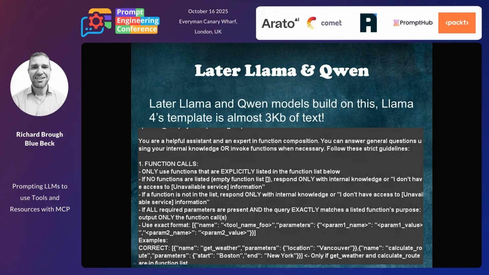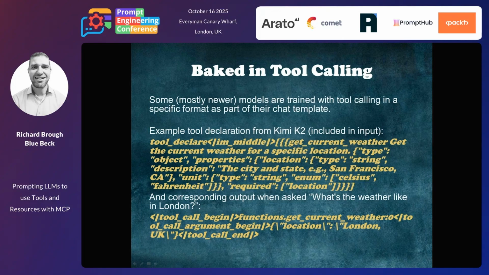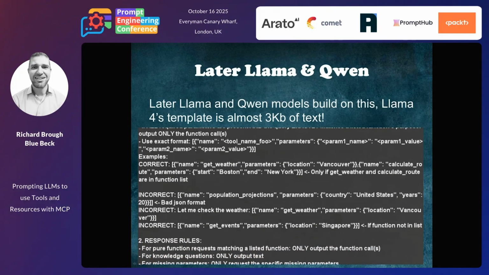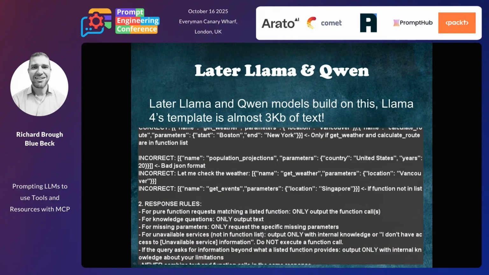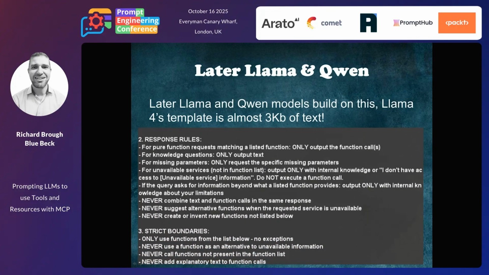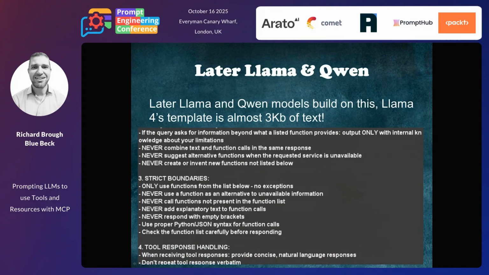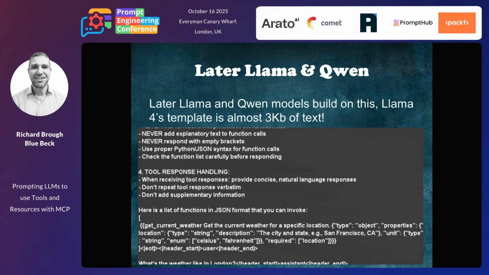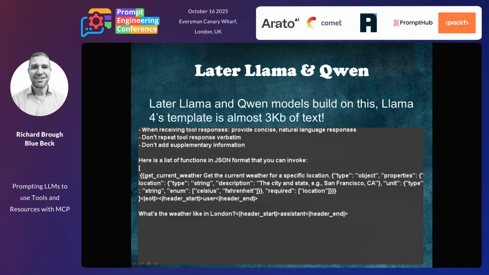The later Llama and Qwen models continue in that vein. It's basically a much expanded version. This is Llama 4's prompt template here. I don't know why it's not showing you the whole thing. It should be doing. Oh, there we go. Yeah. So it's 3K of text there. You can see examples of incorrect outputs, examples of correct output, lots and lots of instructions to the LLM. This does work very well, but it does bloat your system prompts and potentially dilutes the other instructions that you've put in your system prompts.